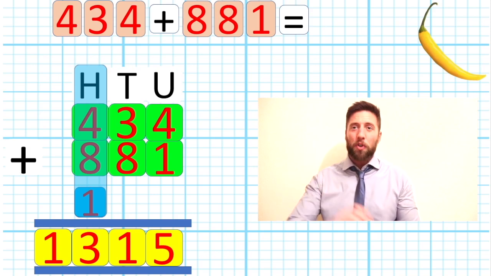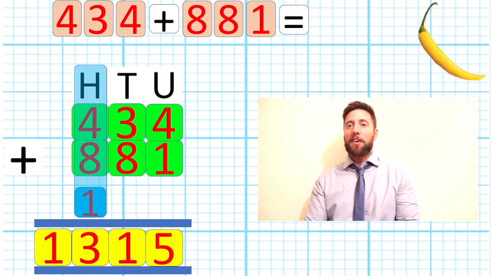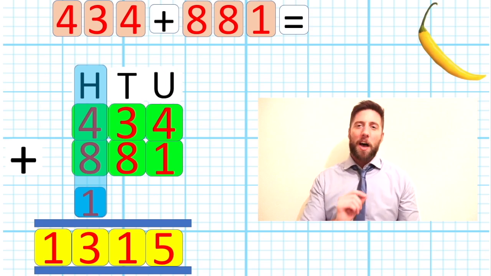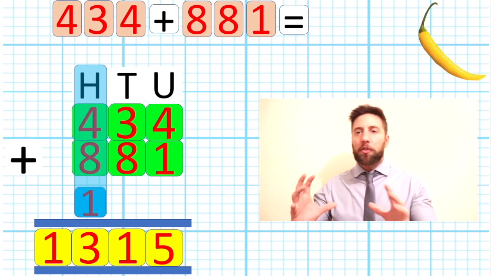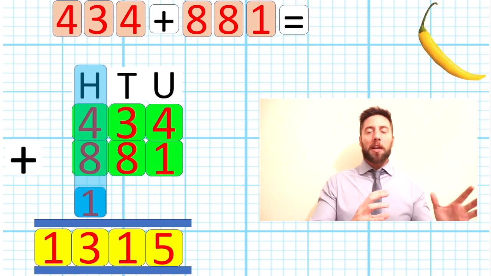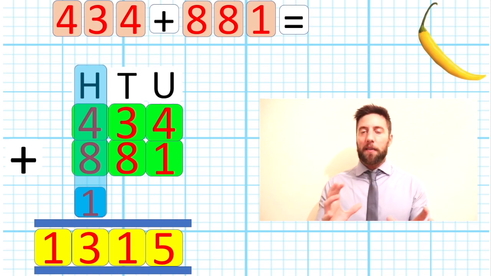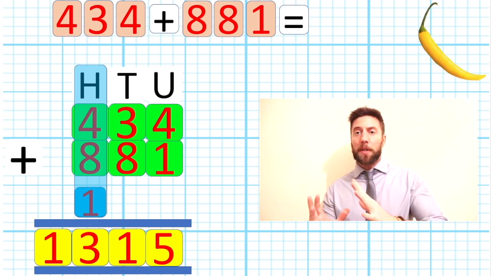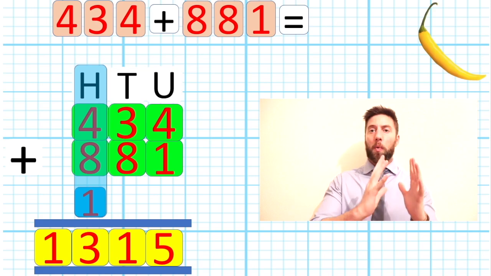The answer to 434 add 881 is 1,315. This is called regrouping or bridging, depending on where in the world you're from. It means the same thing. We are just moving our number digits into the next column when we need to.